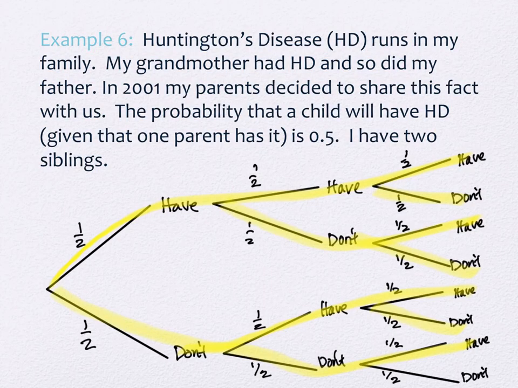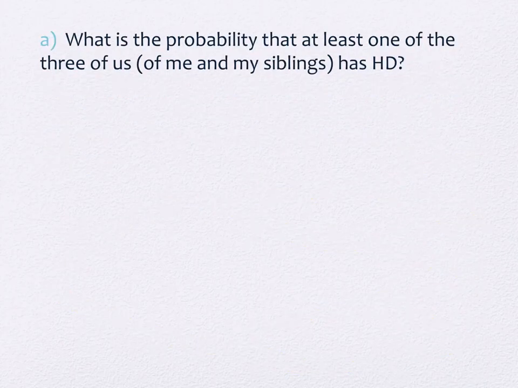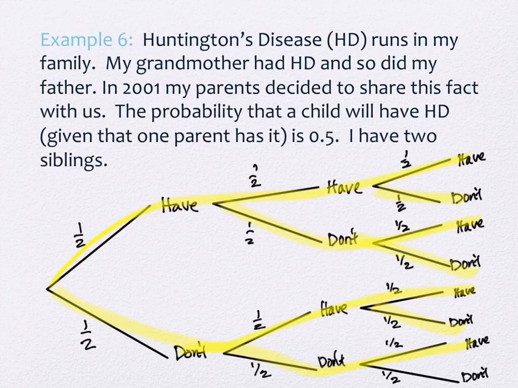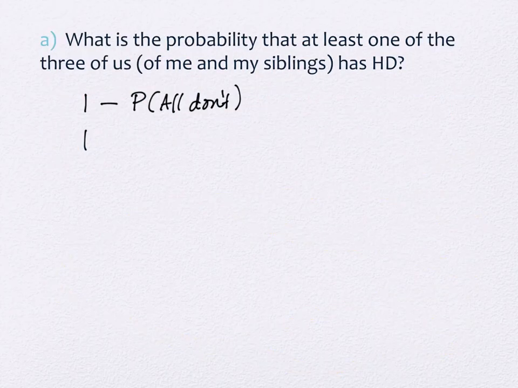There's an easier way to calculate this. We talked about this last time, right? We don't really want to multiply along all the branches and add them up, which we could do. We'd really just like to not include that last branch. So along this last branch, what we're going to be looking at is 1 minus the probability that all don't have it. Okay? Along the last branch. So along that last branch, they're all 1/2s, and there's 3 of them, correct? So we're going to have 1/2 times 1/2 times 1/2.